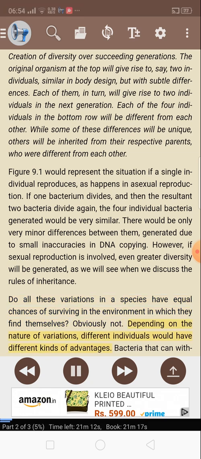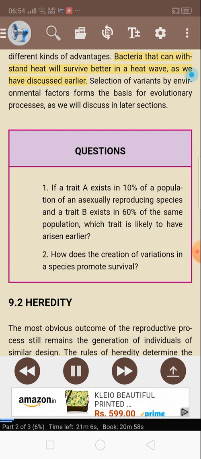Depending on the nature of variations, different individuals would have different kinds of advantages. Bacteria that can withstand heat will survive better in a heat wave, as we have discussed earlier. Selection of variants by environmental factors forms the basis for evolutionary processes, as we will discuss in later sections.